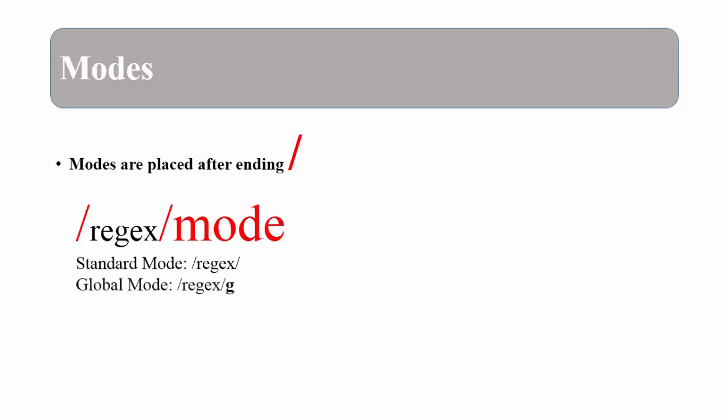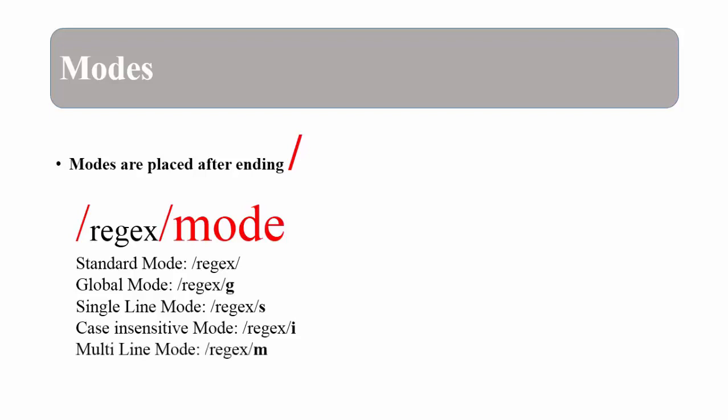Then we have global mode in which we put G at the end of our regular expression. Then we have single line mode in which we put S. Then we have case insensitive mode in which we put I. Then we have multi-line mode in which we put M, and many more.